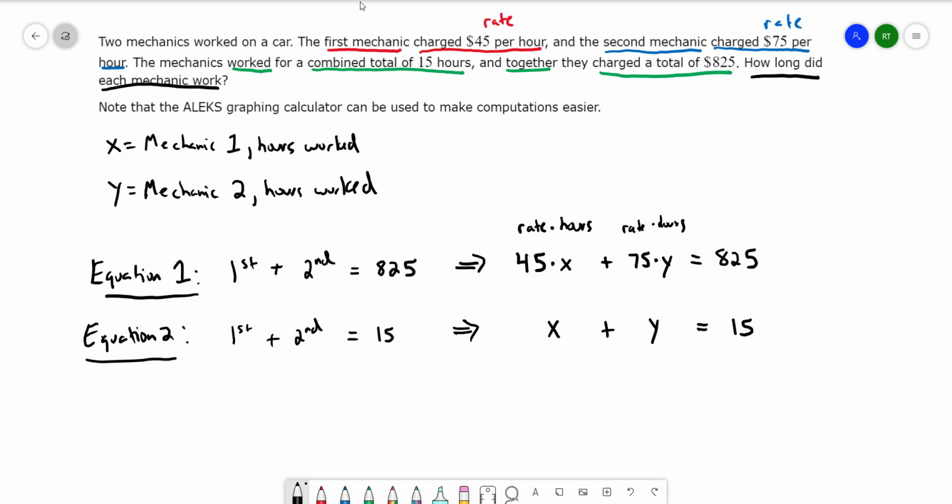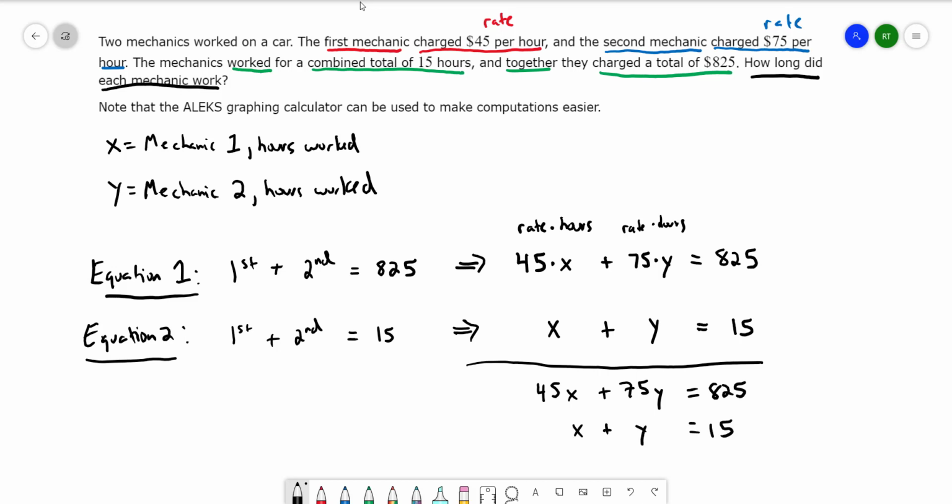You can actually use the elimination method to solve this now. If I wanted to clean it up a little more, I could bring it down here and say that I have 45x plus 75y equals 825, and then x plus y equals 15. That's the system that I can use to solve. We're not going to solve it, but again, the setup is the key part. Once you set it up, you can use the elimination method to solve it out.